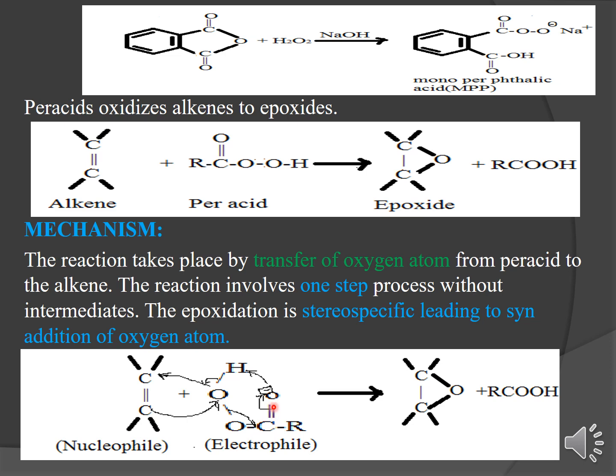When the two bonds are present, it will not give you a minus charge. So when this bond shifts, you will get the minus charge, and then it will abstract the proton. This bond will cleave out, resulting in the epoxide formation, with the cleavage of one carboxylic acid from here. Okay, this is the mechanism part.